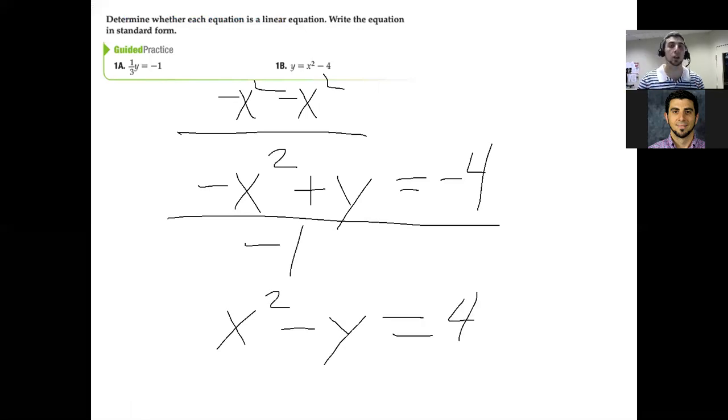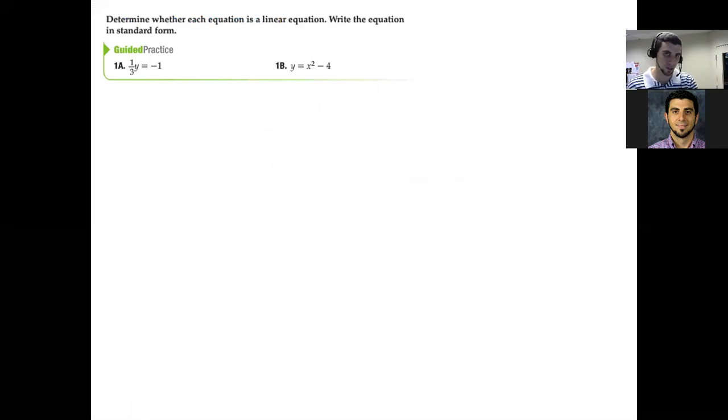Now this looks like it could be a linear equation in standard form. However, remember I said you have to have just x and or just y equals a number. Well, here I have x squared. This exponent destroys it from being a linear equation. So that's not a linear equation.